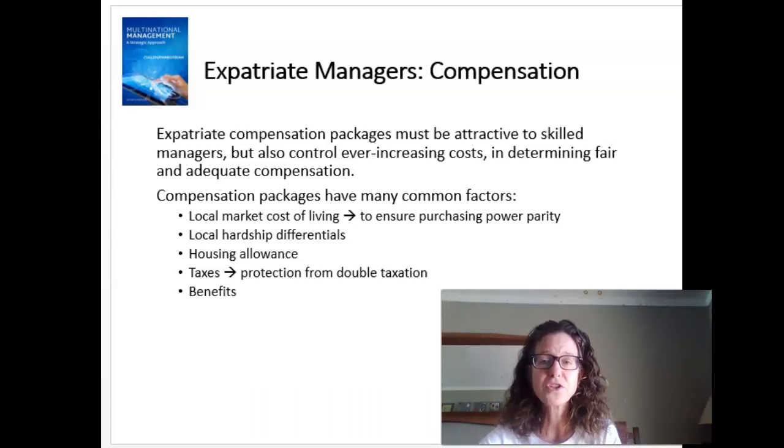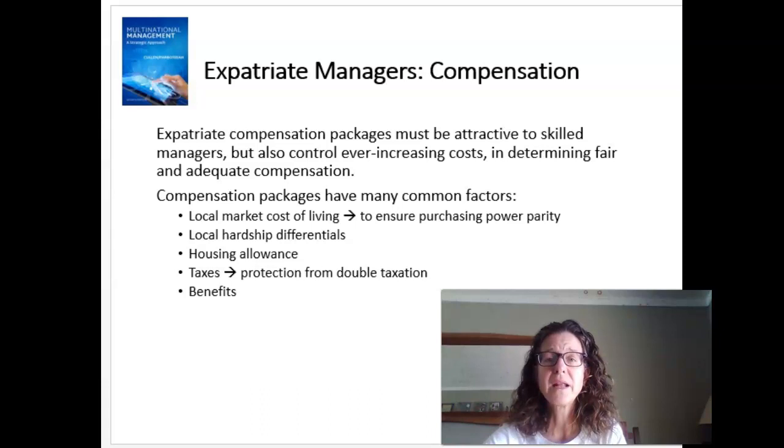In terms of health insurance, it's important to make sure that expatriates and their families receive comparable coverage and comparable quality of care to what they received at home. And so very often, multinationals will purchase additional health insurance for their expatriates to make sure that they can receive the same quality of care as they received in their home countries.